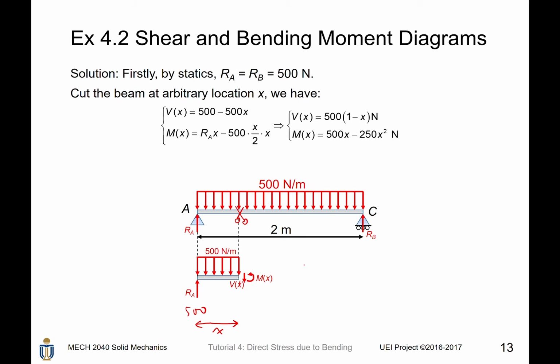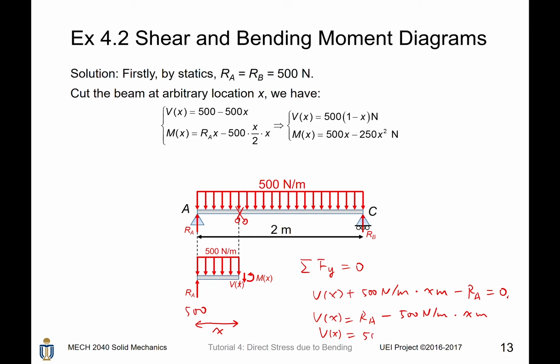For the shear force, by the force equilibrium, the forces in the vertical direction is 0, which means that Vx plus 500 Newton per meter times x meter minus Ra equals 0. Consequently, we can write Vx equals Ra minus 500 Newton per meter times x meter. Then Vx equals 500 minus 500x.